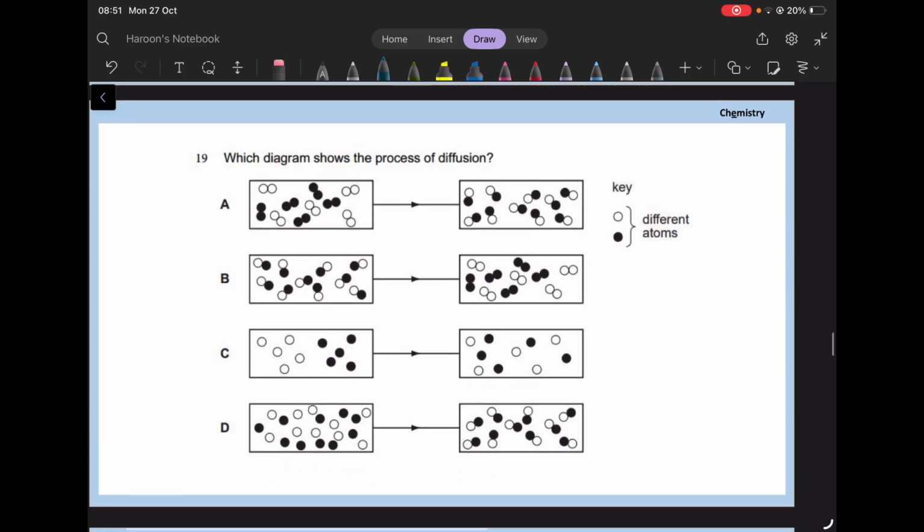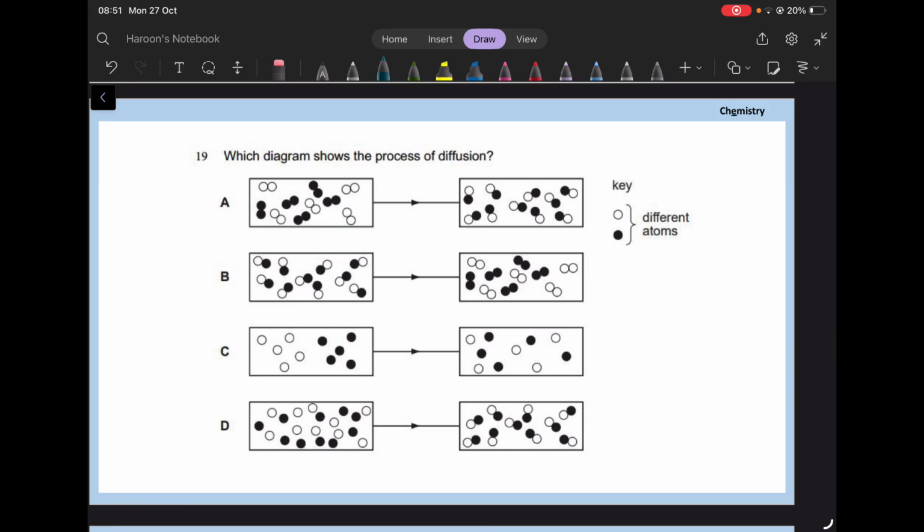Which diagram shows the process of diffusion? We just need spreading out of substances. So over here, you can see this is a chemical change. You have two black colored atoms over here, two white colored, and over here you see black and white, they have chemically combined together. So we actually have a different substance over here. This is a chemical process. So A is out. Similarly, in B, you can see we have multicolored molecules, and over here, unicolored. Basically, they have converted. This is a chemical process, so B is out as well.